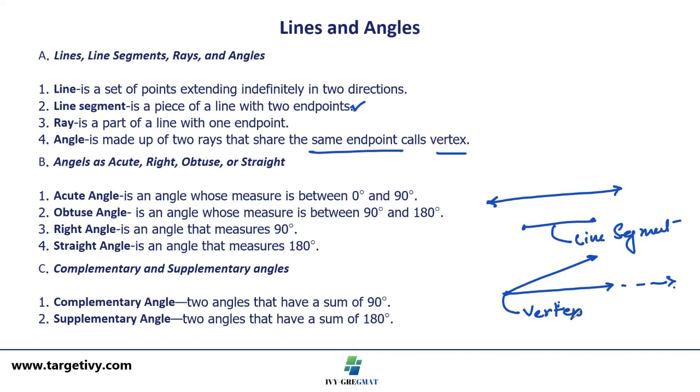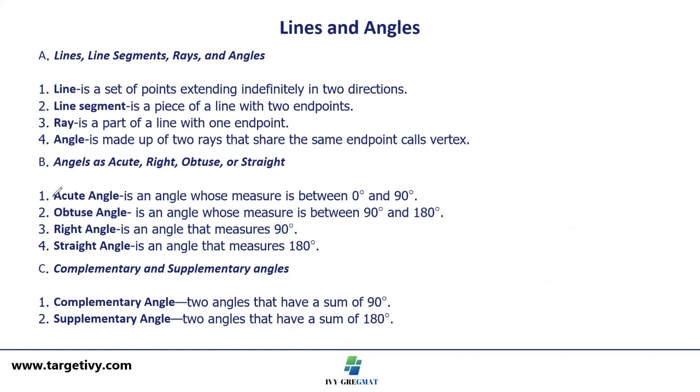An angle can be an acute angle, an obtuse angle, a right angle, or a straight angle, depending on the measure. If the measure of the angle is between 0 and 90 degrees, it's an acute angle. If it is between 90 and 180, it's an obtuse angle. If it is 90 degrees, it's a right angle. If it is 180, it's a straight angle. We will basically be dealing with three types: acute angle, obtuse angle, and right angle.